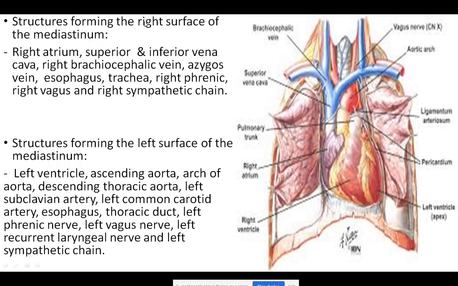What are the structures that form the right surface of the mediastinum? The mediastinum is the middle compartment of the thoracic cavity. The thoracic cavity has 3 compartments: the right lateral compartment, the left lateral compartment, and the middle compartment, also known as the mediastinum. On the mediastinum, there are structures that form the right surface of the mediastinum.